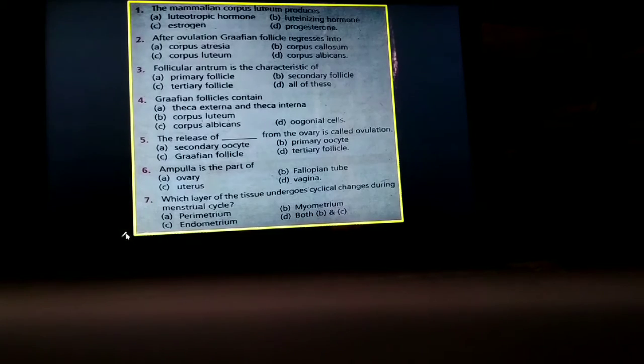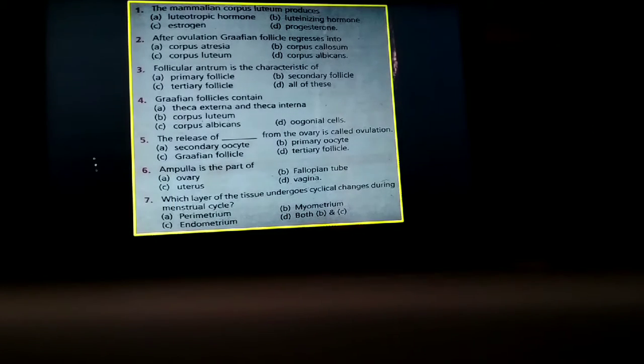So the first question is, the mammalian corpus luteum produces what? The right answer is option D, it is progesterone. Question number 2, after ovulation, Graafian follicles regress into corpus luteum. So option C is the right answer.